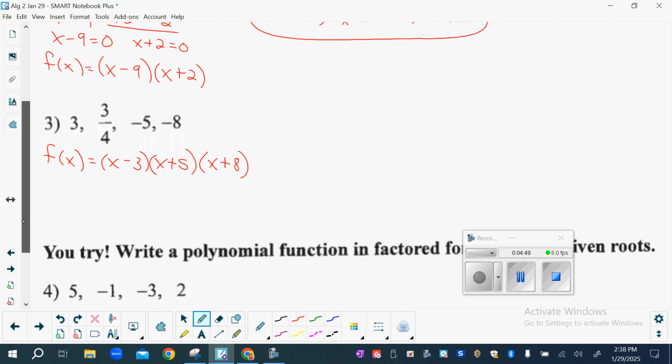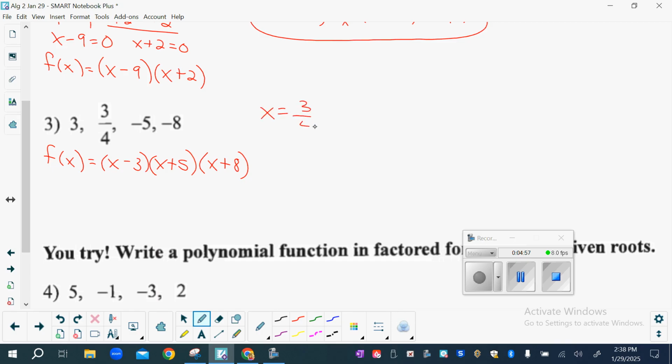Questions on that? Okay, so now we need to do the 3/4. So how could we get rid of that fraction? What could we do to both sides? Multiply by 4. So the 4s cancel. I get 4x equals 3. And what would I do next to get it equal to 0? Subtract 3. So 4x minus 3 is my factor.